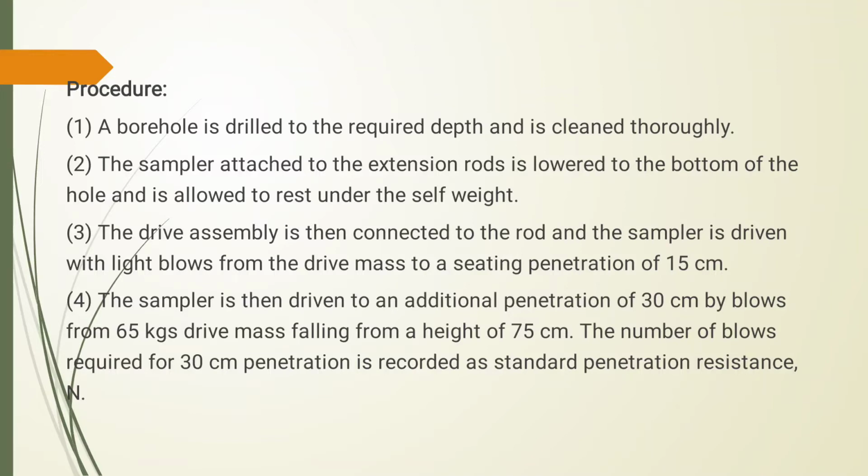For the 150 mm penetration, the number of blows required is counted. Once again, the blows are continued until the sampler penetrates the next 150 mm, and one more time for another 150 mm. For the last two 150 mm penetrations, that is 300 mm penetration, the number of blows required is recorded, and that value is recorded as the N value, that is the penetration number.